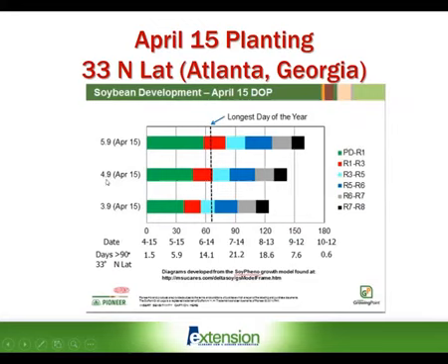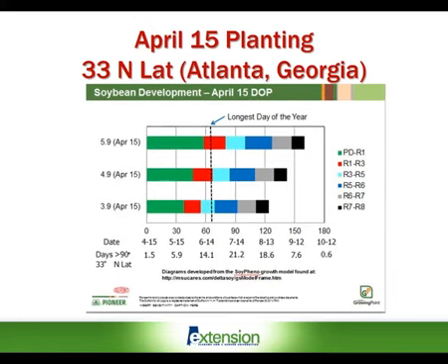Now, when we look at a late group 4, if we were to plant it April 15th, at 33 degrees north latitude, which is about where Birmingham and Atlanta sit, you can see that when we plant in the middle of April, we're getting past full bloom into early pod set, and this tends to go more to when our longest days of the year are. This means that there's more sunlight.